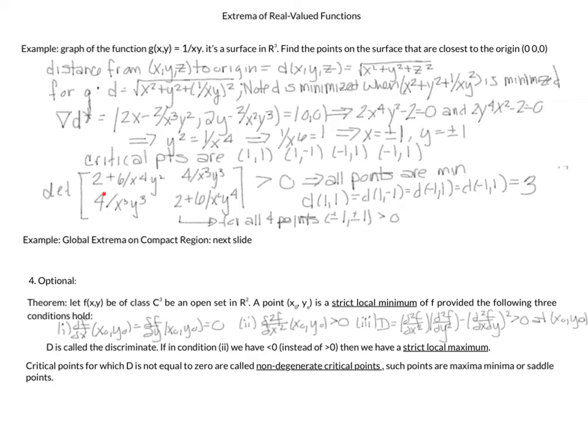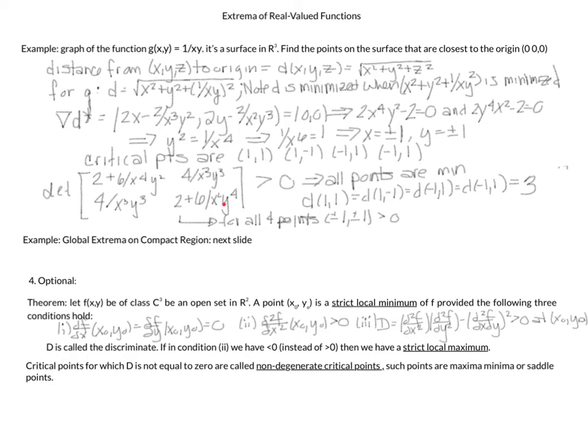So now I'm ready to look at the determinant. So I look at my gradient. Here's my gradient. Take the derivative with respect to x. Take the derivative with respect to y. Over here, I look at my y term in my gradient. Take the derivative with respect to x. Take the derivative with respect to y. What I see is this first term here, the a term, that's going to be positive because I have my x to the fourth and my y squared. So all of this is positive.